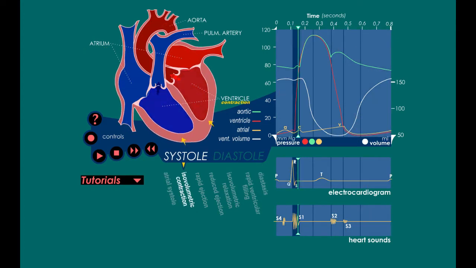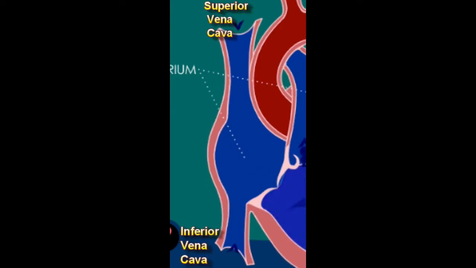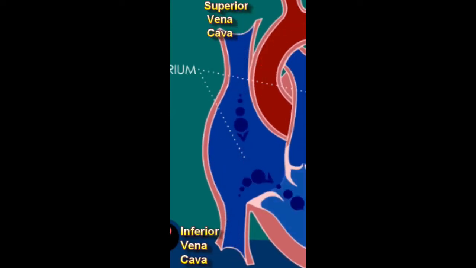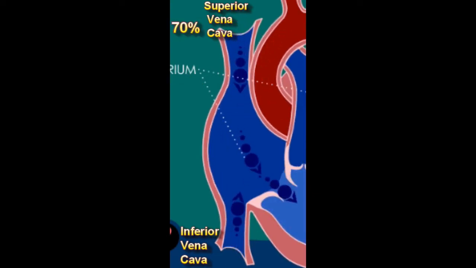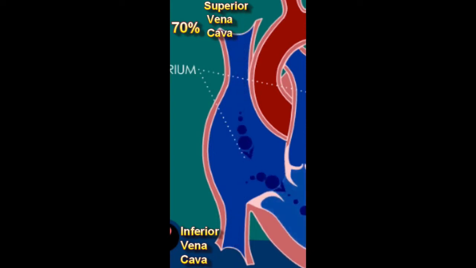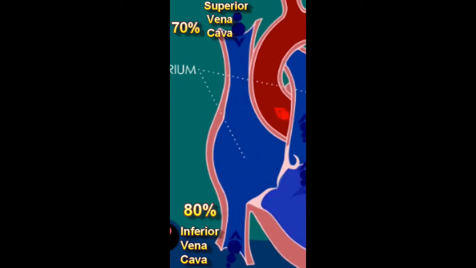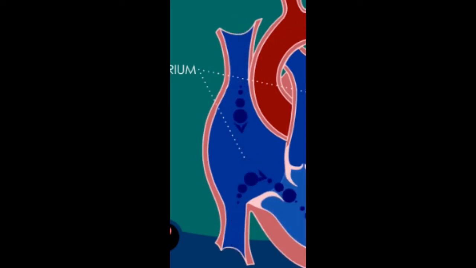All right, let's talk about our main veins first: SVC and IVC. Let's take a closer look at the SVC. It's a low pressure system, typically with about 70% O2 saturation. Then the IVC, which is also a low pressure system, has about 80% O2 saturation of blood going in there. The reason there's a difference is because the brain takes up a lot more oxygen.